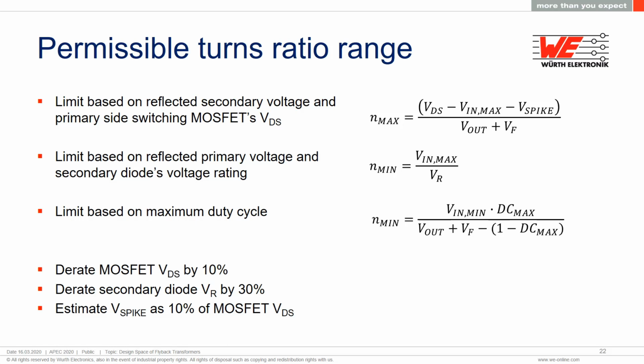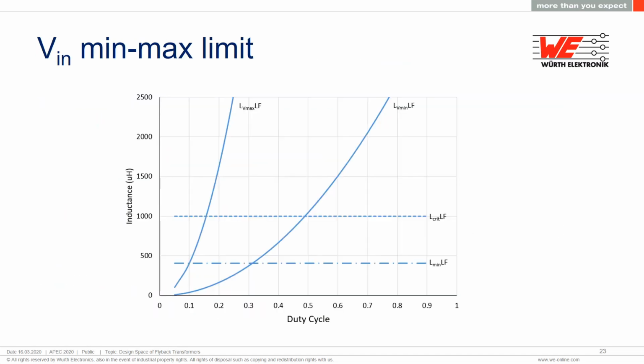Here are three formulas. From the two different formulas for minimum turns ratio, we will use whichever is greater. Included in the values are our assumptions and any deratings required by design guidelines for reliability. Two different curves are the result. On this chart, we've plotted both of these curves for Vin max and Vin min based on the turns ratio and the B max that we've chosen.